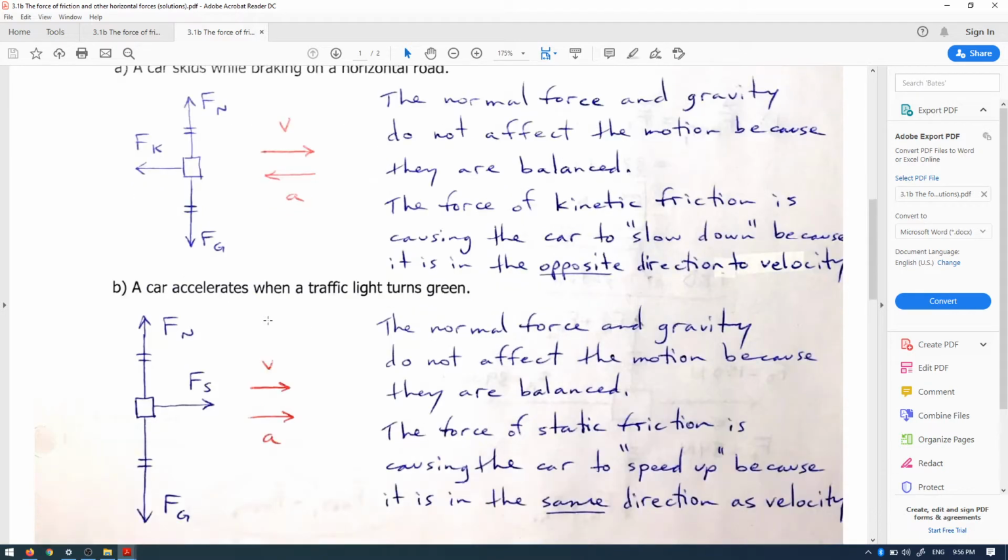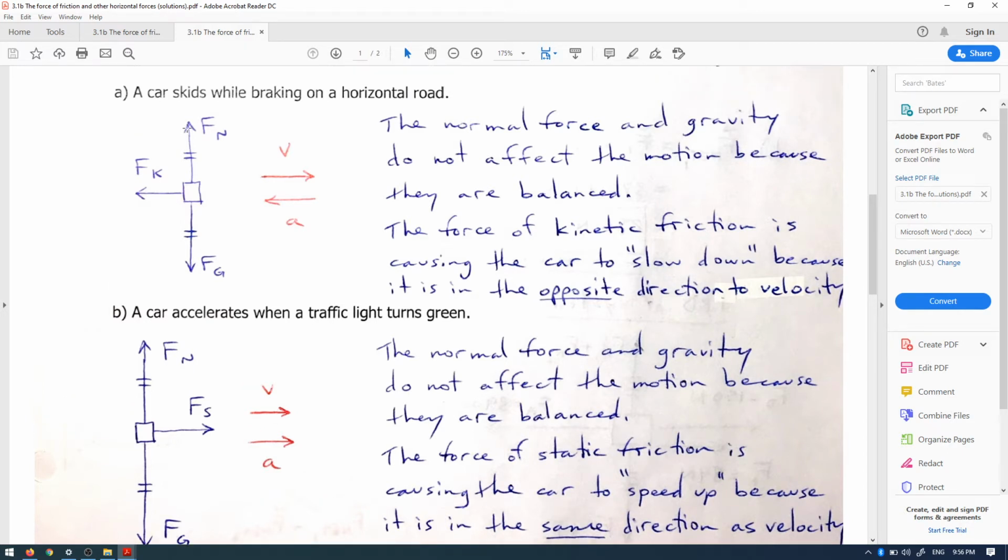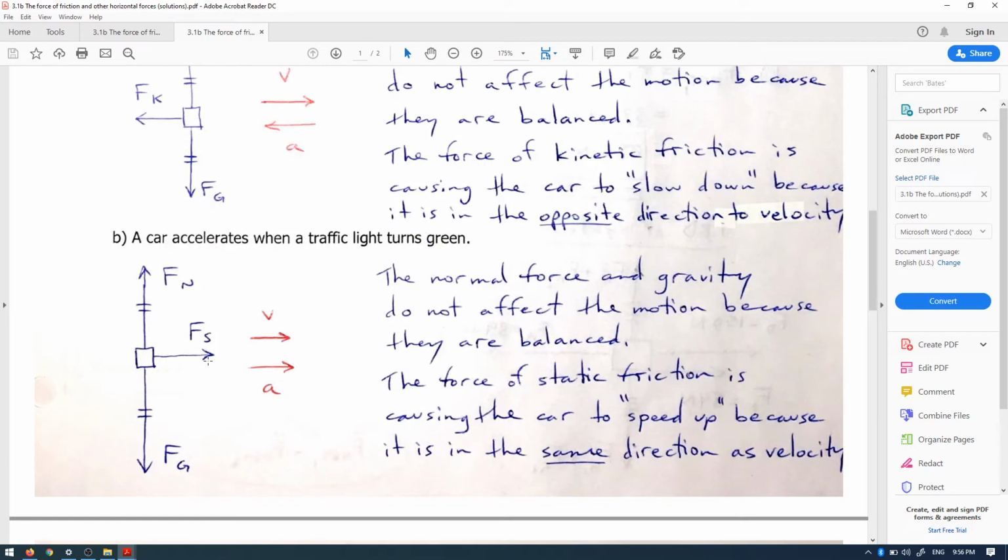Now, in this scenario, you've got a car that accelerates when a traffic light turns green. So the car is already stationary, right? In part A, the car was not stationary, it was moving, and then it started to brake. So that was a kinetic friction, right? But in this example, a car accelerates from rest at a traffic light that's red, it turns green, and it starts to accelerate. That's not a kinetic friction, that's actually a static friction.